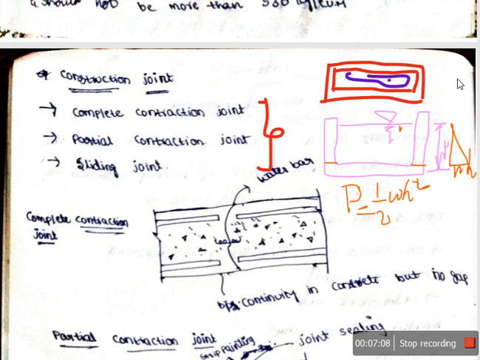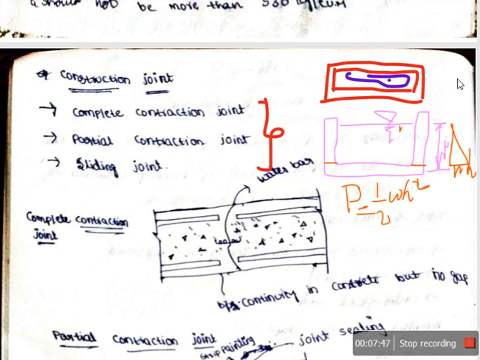The problem is that we always have joints which are not fully cemented together. So we need to have joints in such a way that they should not allow any water to seep through. So that is our intention.